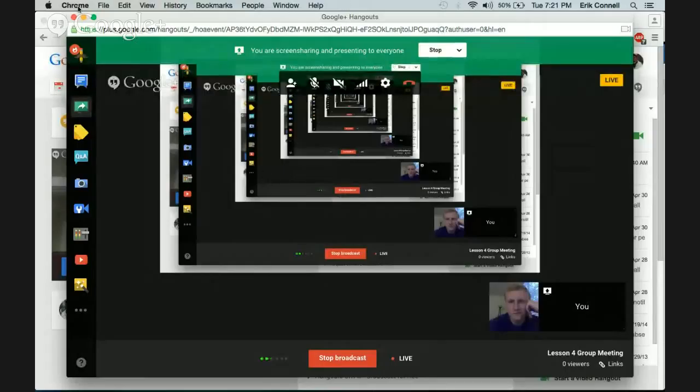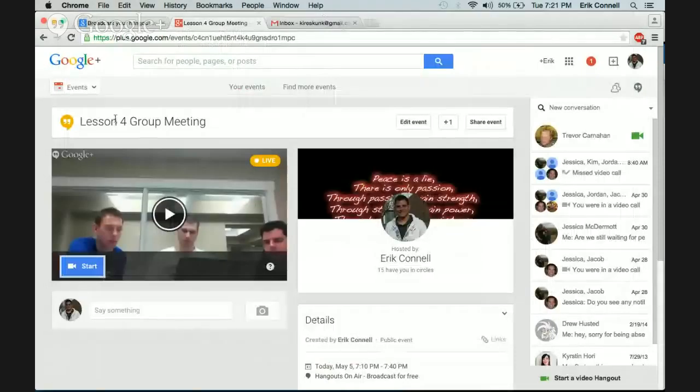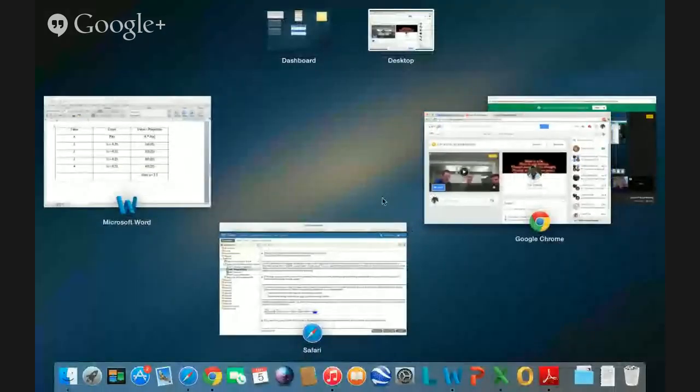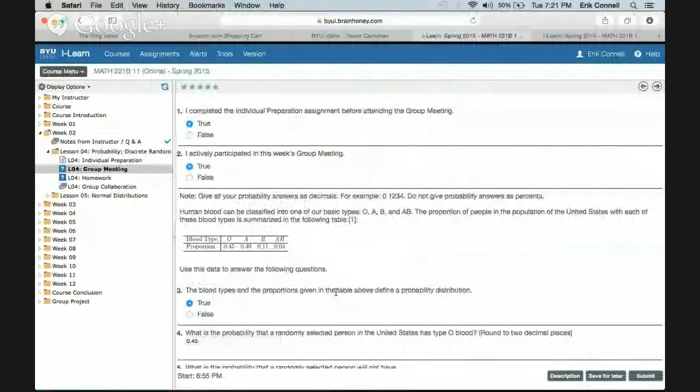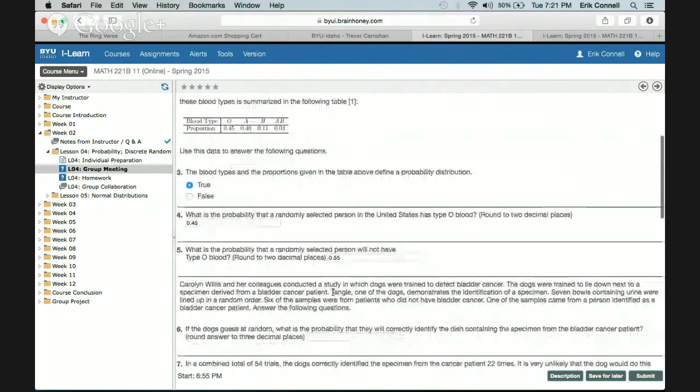Each member of the group must take their own. I completed the individual. Let's see. Okay, so that one's true. It's a probability distribution. Yes. Just because, yeah, they all add up to 1.